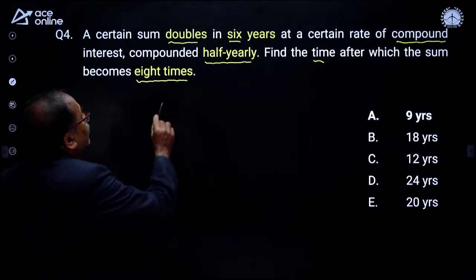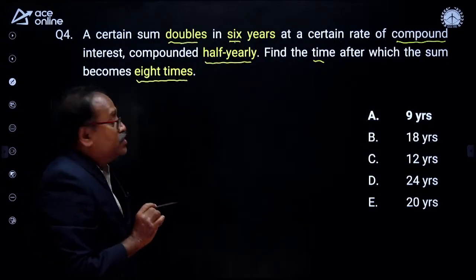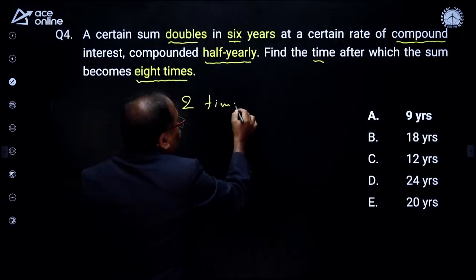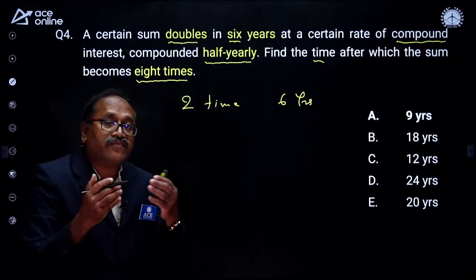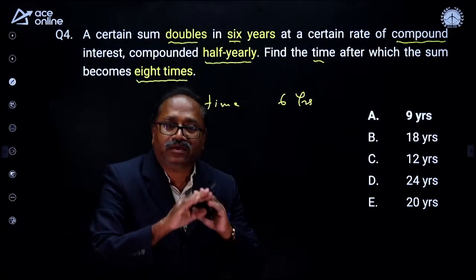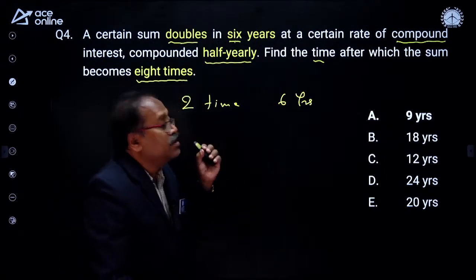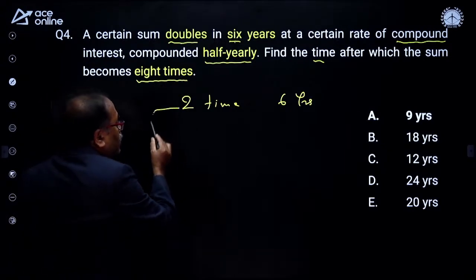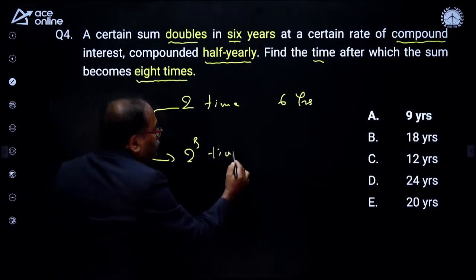Now we know that the sum is getting double in 6 years. So double in 6 years means 2 times, we call it 2 times in 6 years. Whether it is half yearly compounding or yearly compounding, it has no role to play in finding out in how many years it will get 8 times itself. So you know that 8 is nothing but 2 to the power 3.